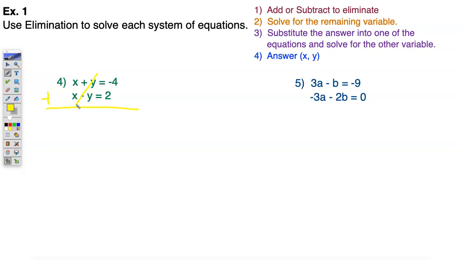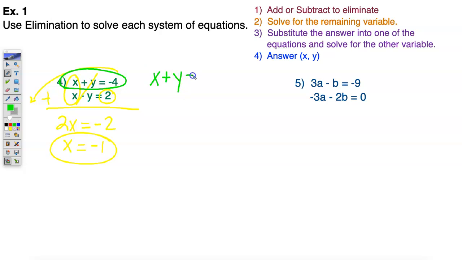By adding our two x's together right here, we end up with 2x, and then negative 4 plus 2 would be negative 2. So our x value is going to be negative 1. So we know x, what we need to do now is find our y. To do that, we can substitute it into either of our equations up there. I like to circle the one that I use so that I don't look up there later and fill in the wrong things. So I'm going to plug it in.